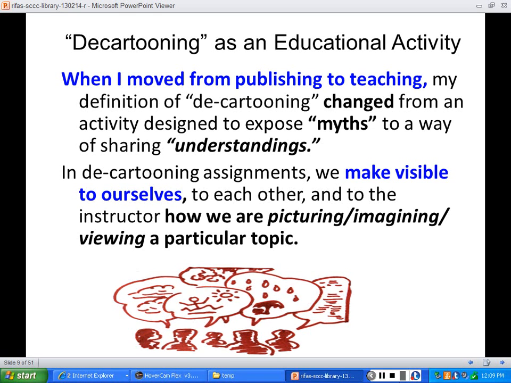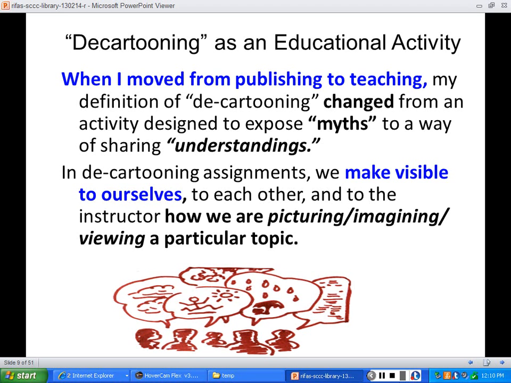And so in decartooning assignments, and I've done them on a variety of different kinds of subjects and topics, we make visible to ourselves and to each other how we are imagining some topic, what we think about it. And so rather than looking for right and wrong drawings, what we're looking for is what we have in common and what our differences are.